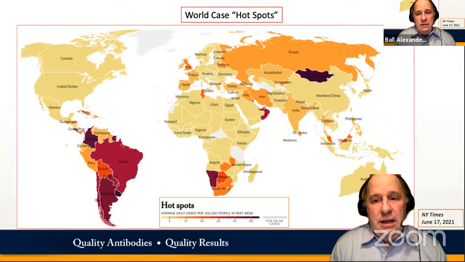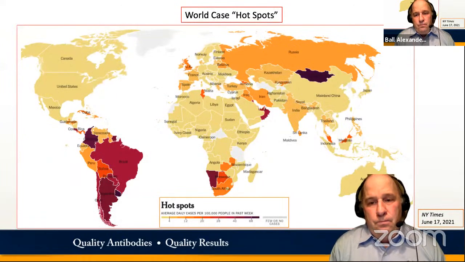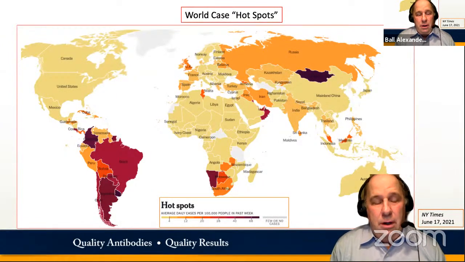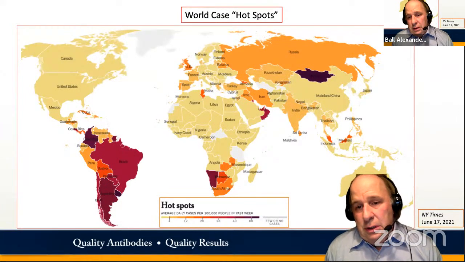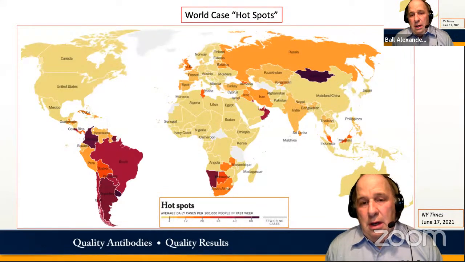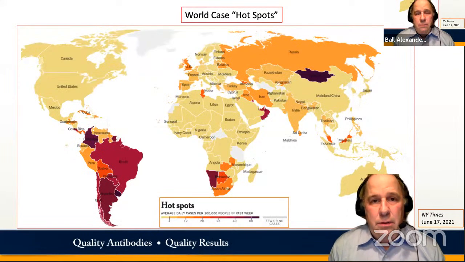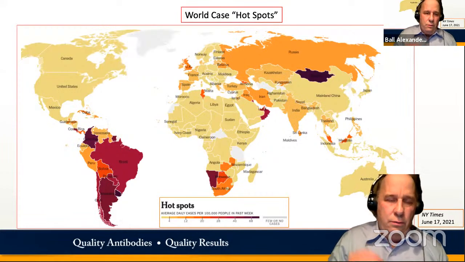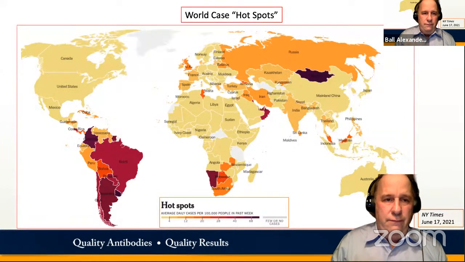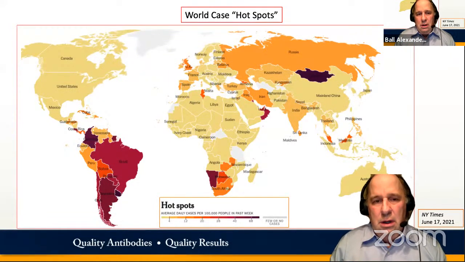If we look at world case hotspots, we find that South America is definitely an area that's seeing a lot of cases. The southern part of the African continent, Mongolia, and certain countries in Southeast Asia are all areas where cases have been increasing. And I think the important feature of this talk is to understand that the key to this is vaccination. And that is really the point.